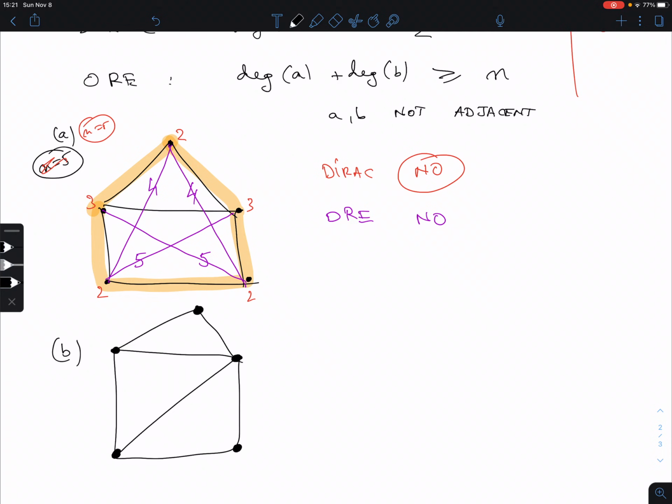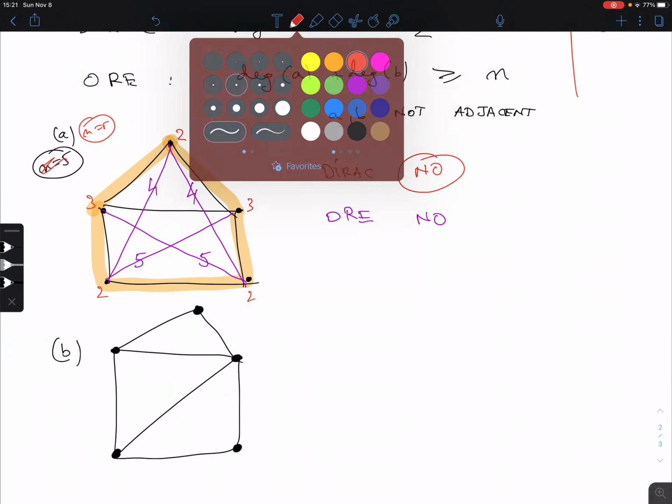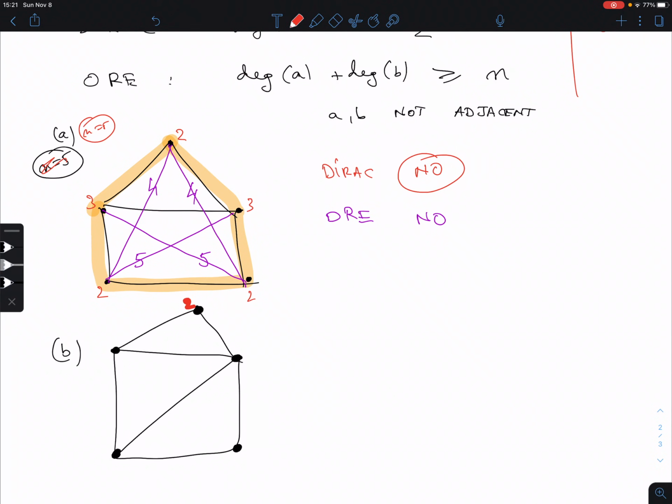The question is now, what about the Dirac and the Ore conditions? Now, the Dirac we can immediately dismiss because this still has degree 2. So Dirac, no, because of this one. This has degree 2. It's not the only one, by the way. There's also this one. These have degree 3, so they would have degree 3 or 4. They are okay, but it's this one that says no.